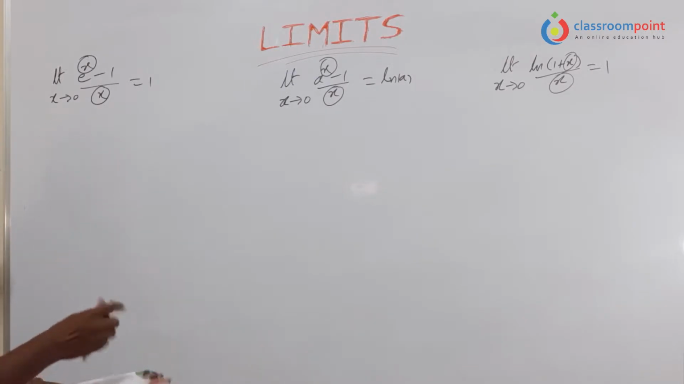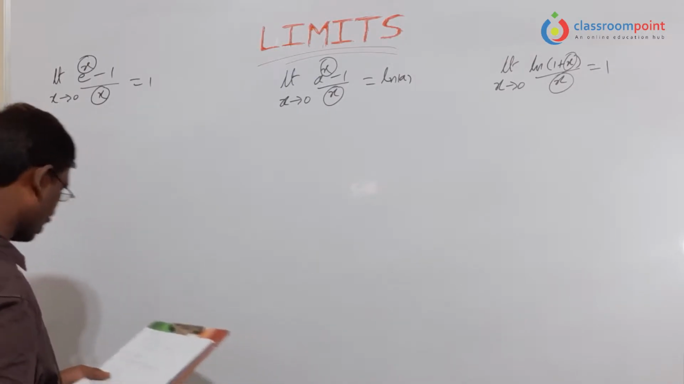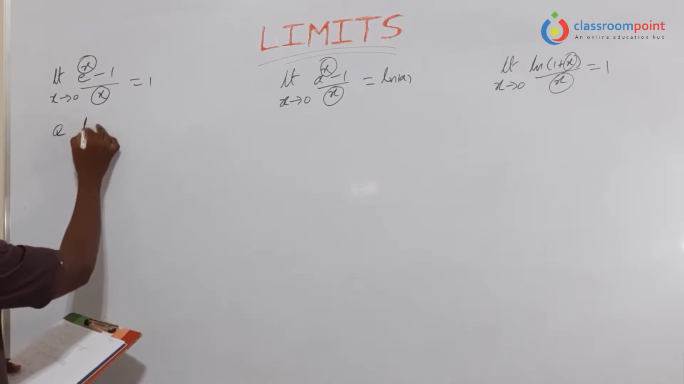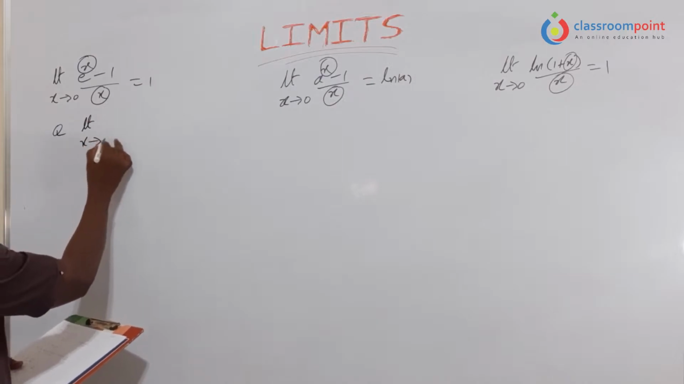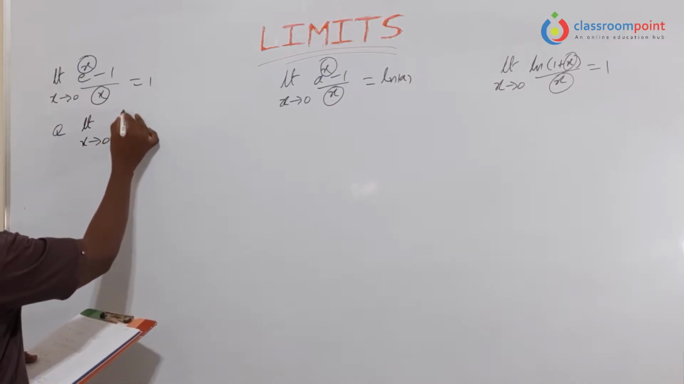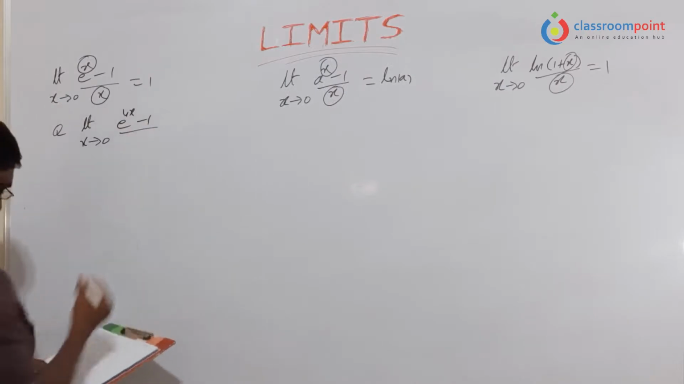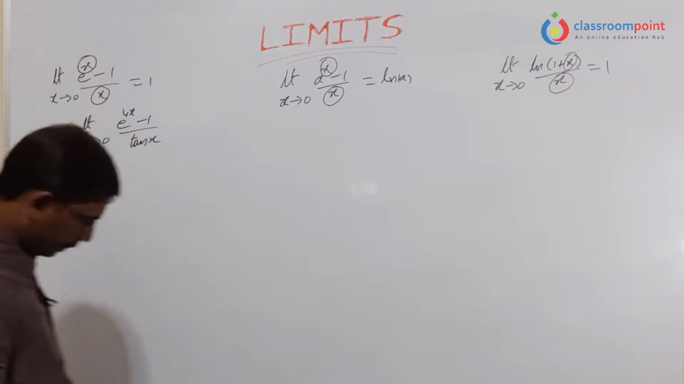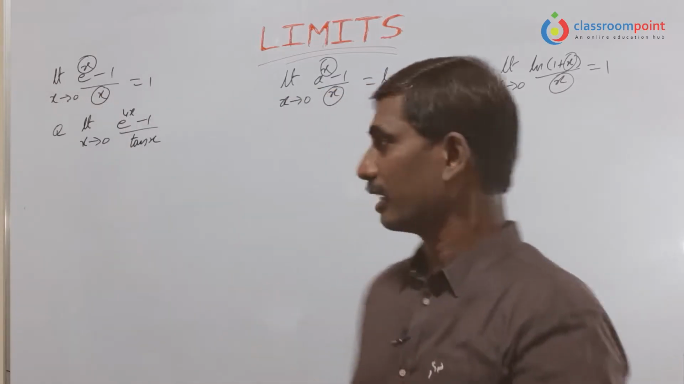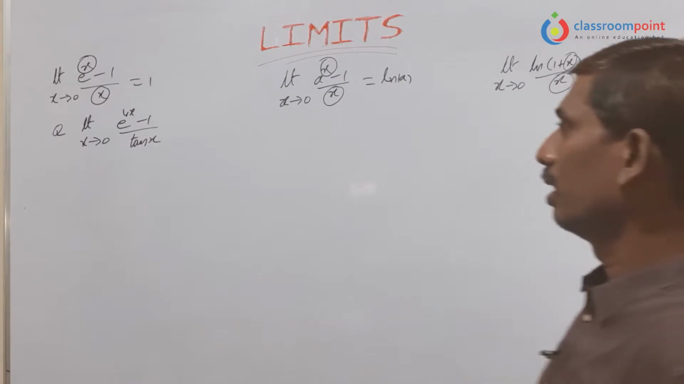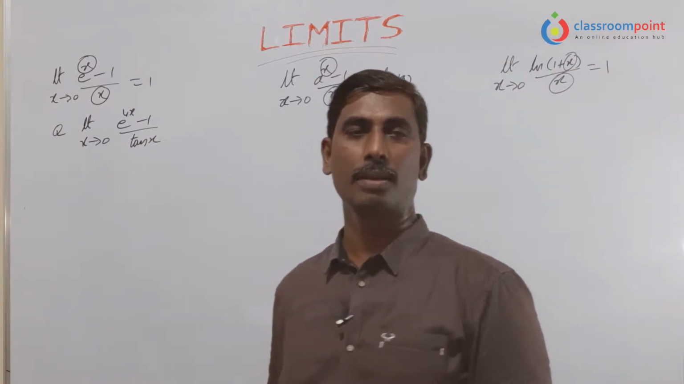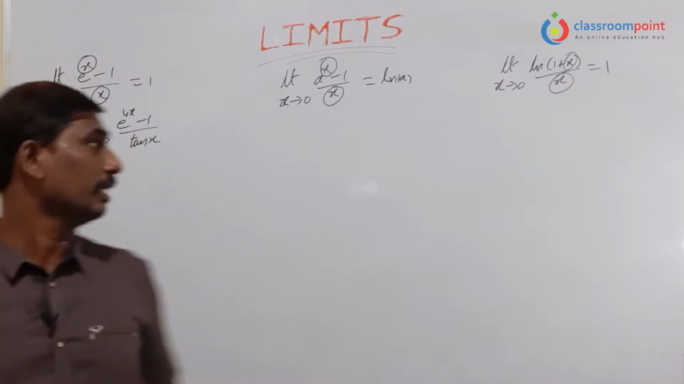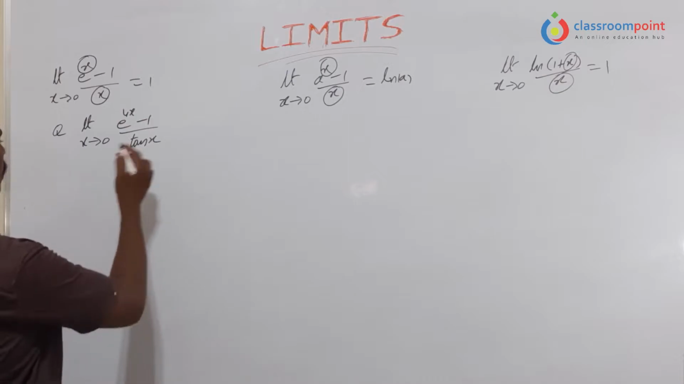And next, we'll take some examples on this. For this formula, I will take two examples. First example: limit x tends to 0, e power 4x minus 1 by tan x. This is the question. Then how to solve this one? See, I'll do one thing here.